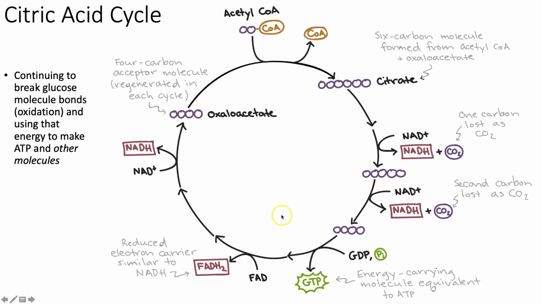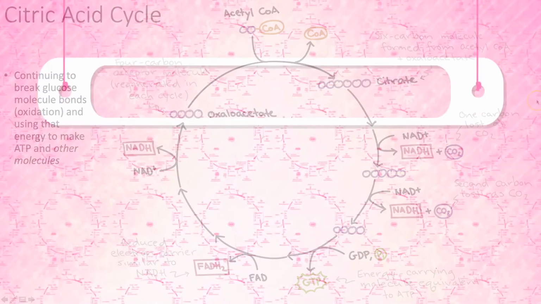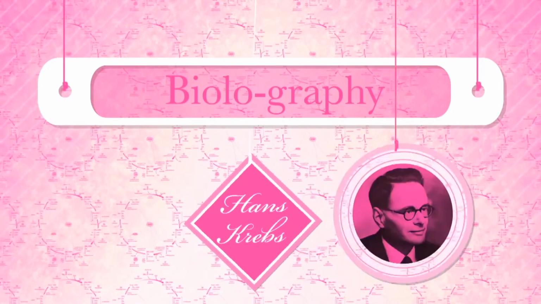So this is called the citric acid cycle. The citrate is citric acid. It's also called the tricarboxylic acid cycle, or it's named after the person who discovered it, Krebs. So this is called the Krebs cycle as well. I like citric acid cycle because it's like the actual name here.